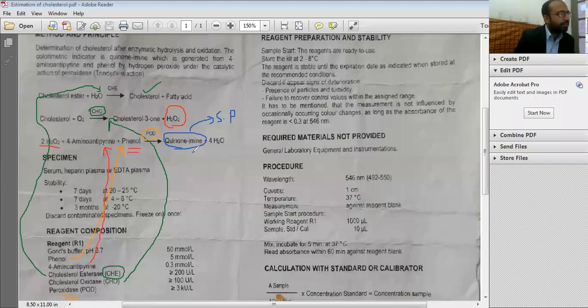As its concentration will be high, it would absorb more light. If its concentration is less, it would absorb less quantity of light, and there will be high or low absorbance. On the basis of absorbance, we can estimate what will be the concentration of cholesterol in the blood plasma. Now we are having quinone amine, and we will place this in the spectrophotometer, and you will estimate the quantity of cholesterol.